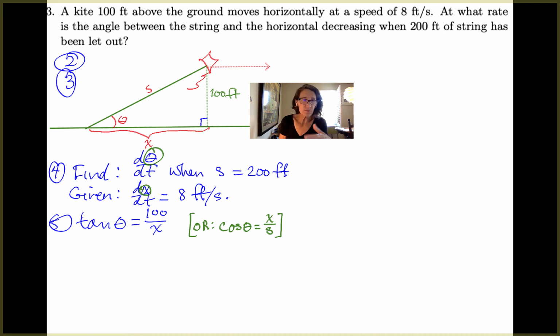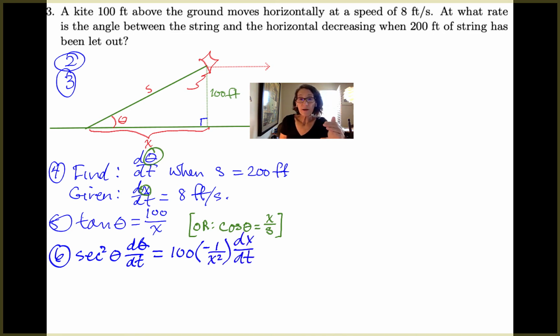Okay, so that just takes an extra step to use that equation. So then step 6 is to differentiate everything. On the left side, we get secant squared theta d theta dt. That's the derivative of tan theta with respect to time. And then on the right side, the derivative of 100 over x, which is the same as 100 times 1 over x. So that derivative with respect to t is 100 times negative 1 over x squared times dx dt. Remember the chain rule or implicit differentiation.